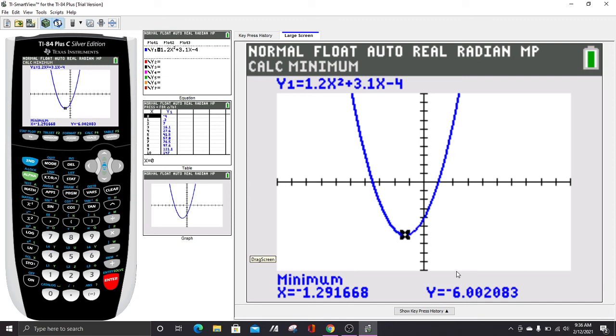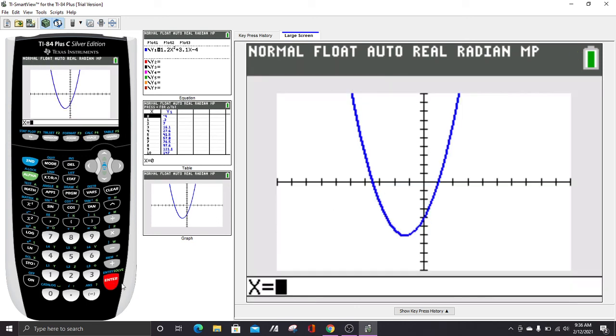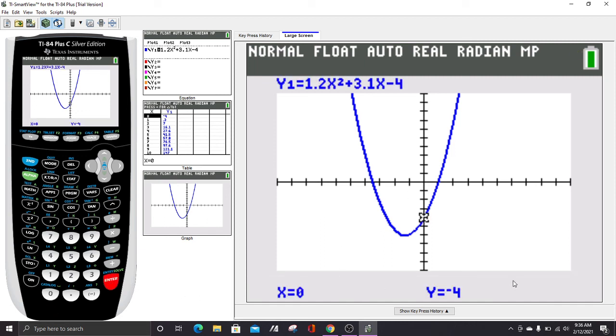Okay? If I wanted to find the y-intercept and it wasn't a whole number, again, to find the y-intercept, I'm going to go back to second, I'm going to go to calc, and I want to do the value this time. So I'm going to hit enter, and I want to know where x is 0 because I want to know the y-intercept. So I hit 0, and then I hit enter. In this case, it is a whole number.